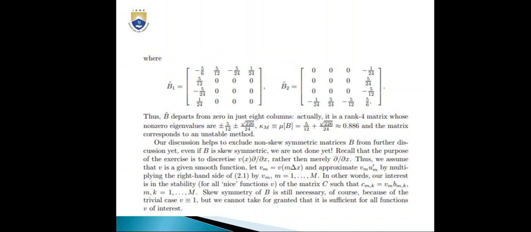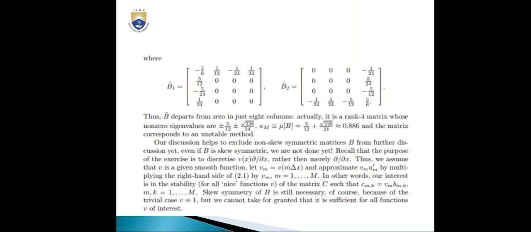Actually, it is a rank 4 matrix whose non-zero eigenvalues are ±5/12, ±√226/24. K_m equals μ(B) equals 5/12 plus √226/24, approximately 0.886, and the matrix corresponds to an unstable method.